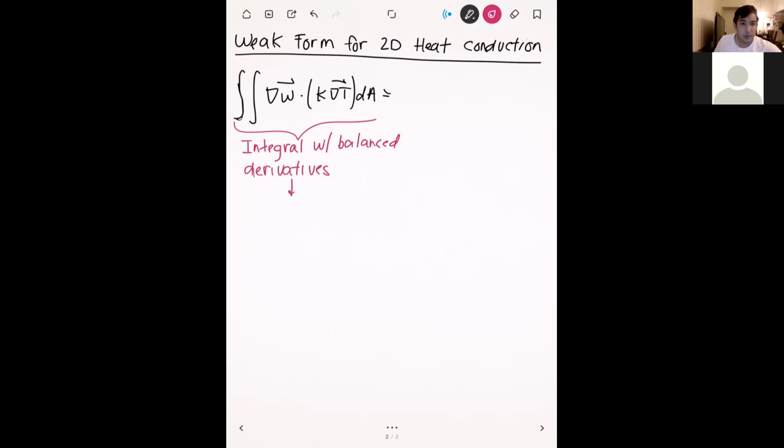Just a preview of what's coming today, this integral right here will form the basis for our element stiffness matrix.